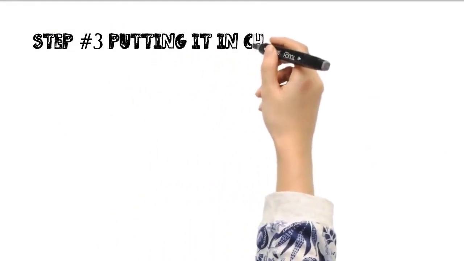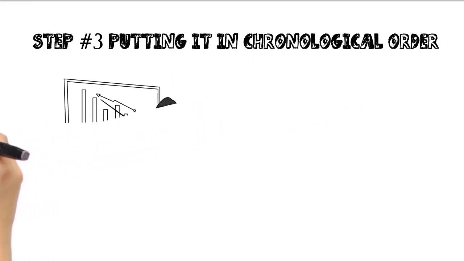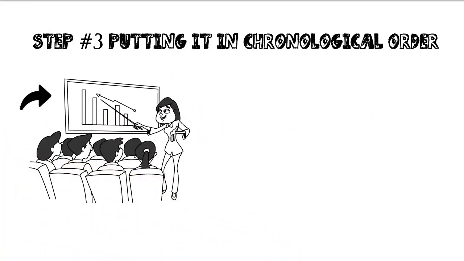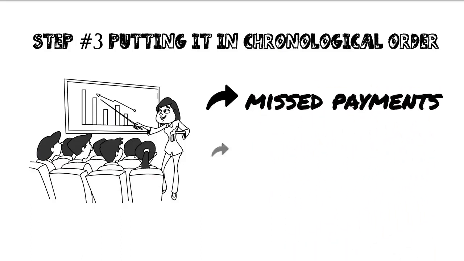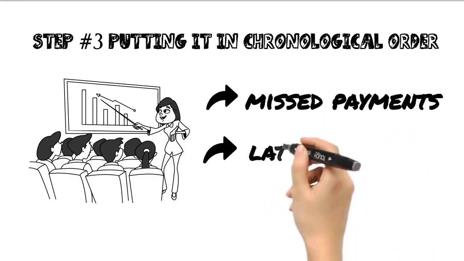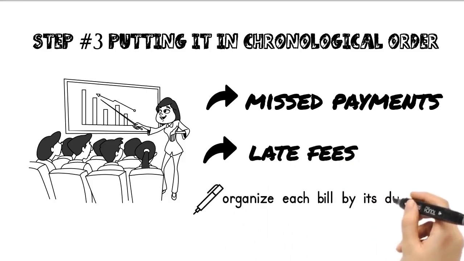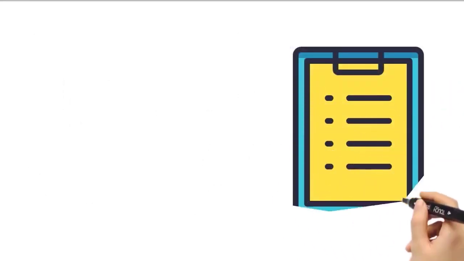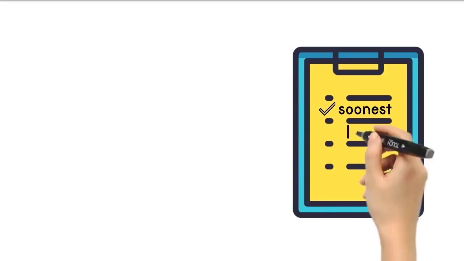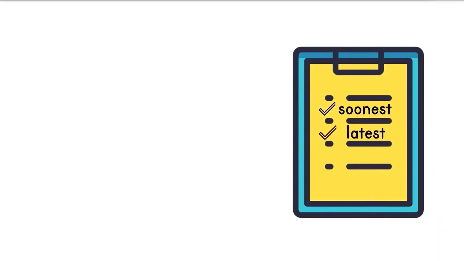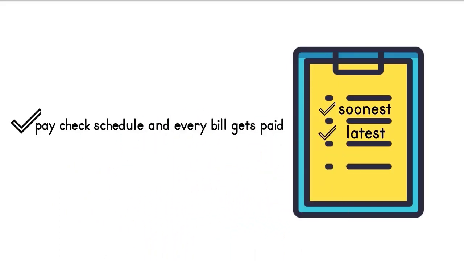We're moving quickly to step number 3 and putting it in chronological order. Now let's turn your attention to the due dates. Organize your bills chronologically, like a symphony of financial responsibility. This ensures you avoid any missed payments and those dreaded late fees. Grab a pen and organize each bill by its due date. This will help you see when each bill is due, and you are going to organize them from soonest to latest or according to when you get paid. This will also allow you to have a paycheck schedule and every bill gets paid.